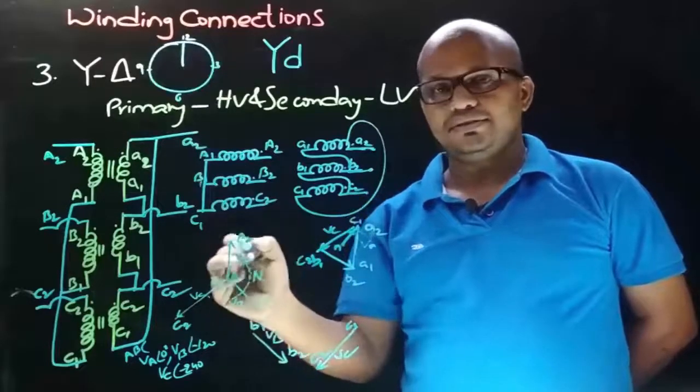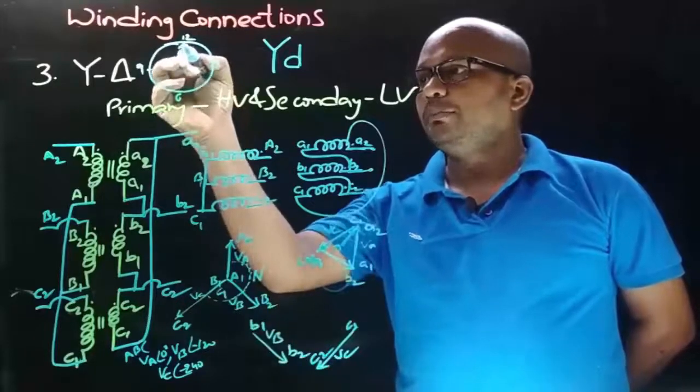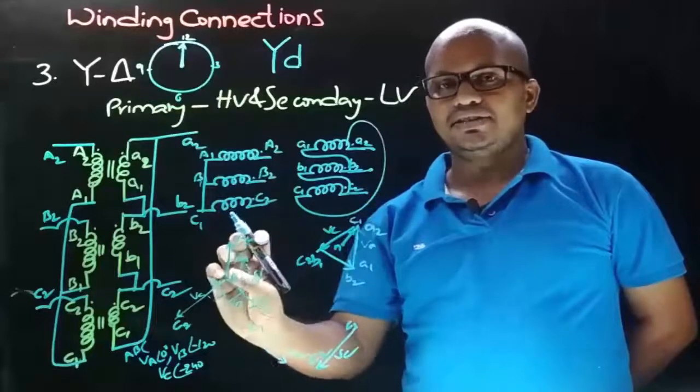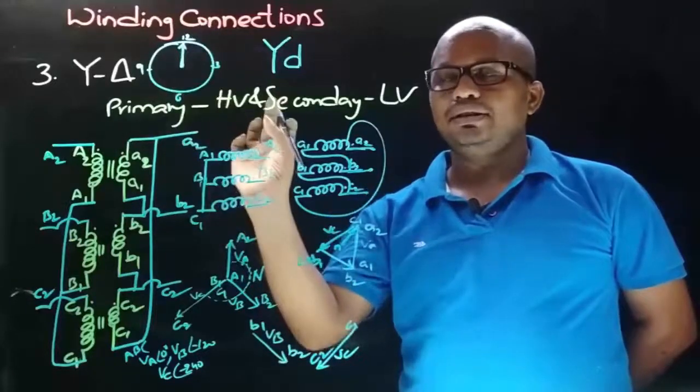So let's represent this A2N phasor in the clock with the minutes needle, and as this is taken as reference, this minutes needle will always be at the position of 12 in the clock.